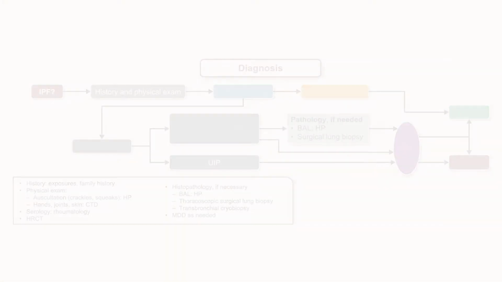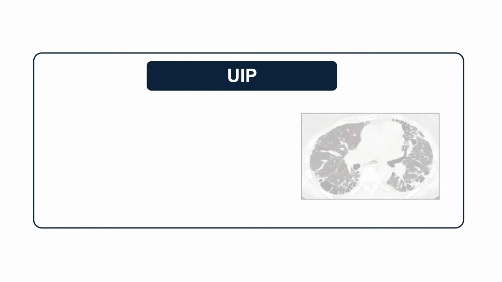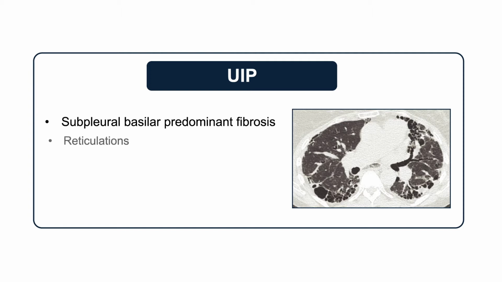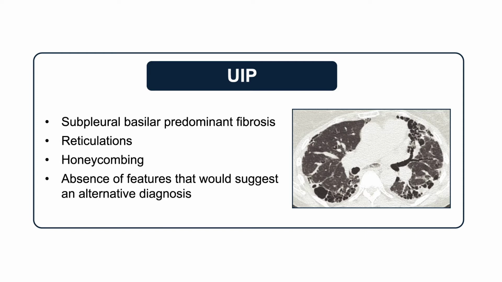So when you're looking at the role of high-resolution chest CT in diagnosing UIP, we know these guidelines. We knew these in medical school, right? Subpleural basilar predominant fibrosis, increased reticulations, honeycombing, little cysts stacked on top of each other, and then the absence of features that would suggest an alternative diagnosis. So you're really not going to have a lot of ground glass opacity.